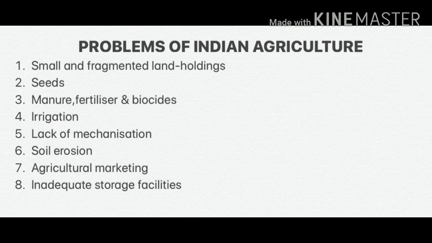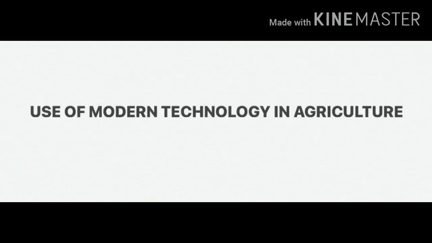The Food Corporation of India, FCI, the Central Warehousing Corporation, CWC, and State Warehousing Corporations are among the principal agencies engaged in this task. The central government is also implementing the scheme for establishment of National Grid of Rural Godowns since 1979-80. Now, let us talk about the use of modern technology in agriculture.